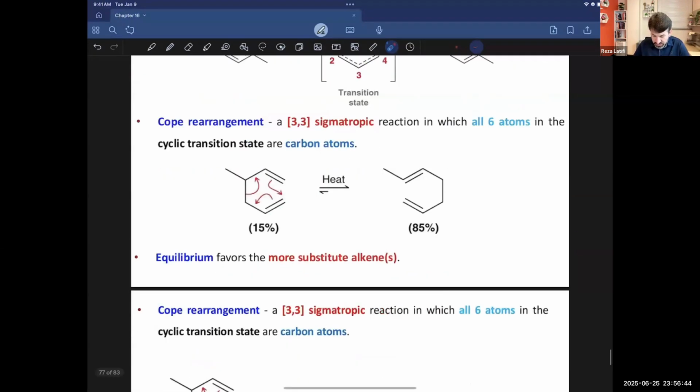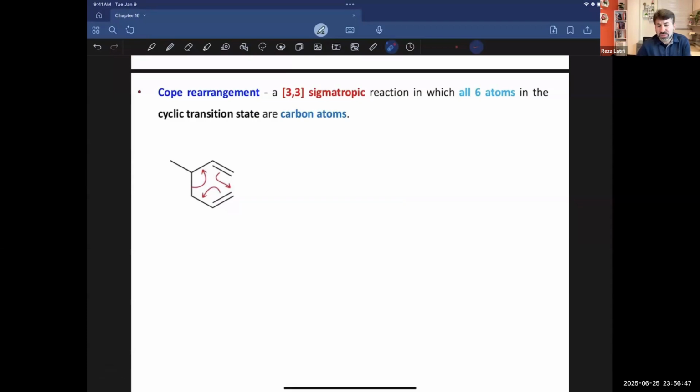Okay, but let's practice this reaction. It's a sigmatropic rearrangement, and in this case, all the atoms that are involved will be carbon atoms, and we have a specific name for it, the Cope rearrangement. Again, we have 6 atoms, and all are carbon. And so what do I get? The product that I will get.